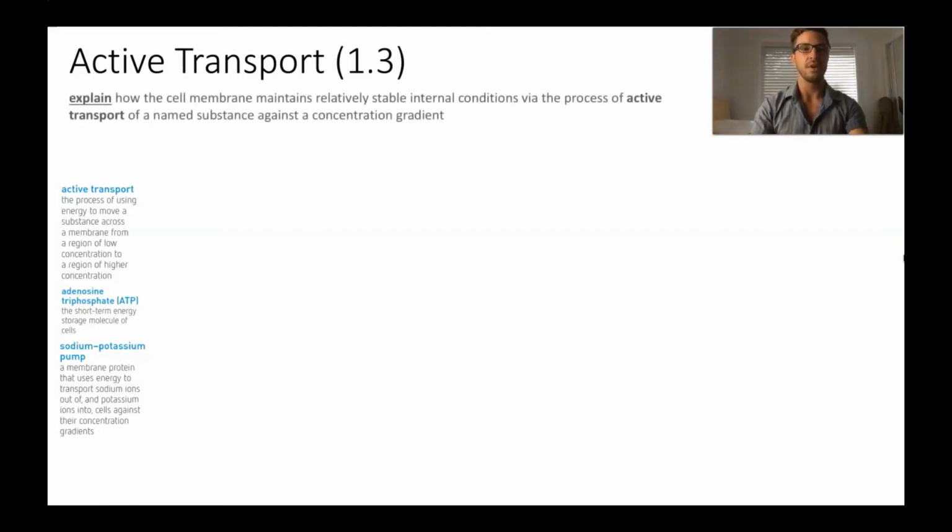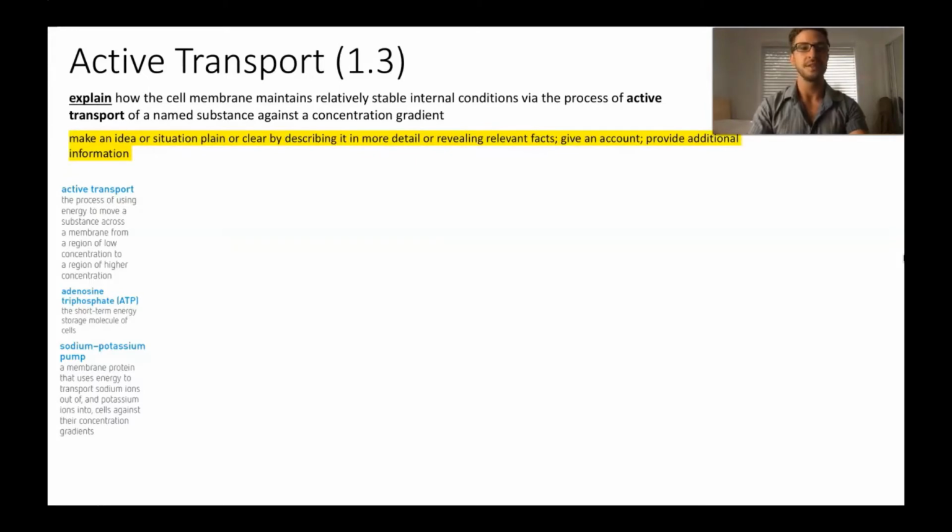So the learning goal we said was to explain active transport against the concentration gradient. And what does explain mean according to QCAA? It means to elaborate on something by providing more detail, as opposed to just defining or describing.